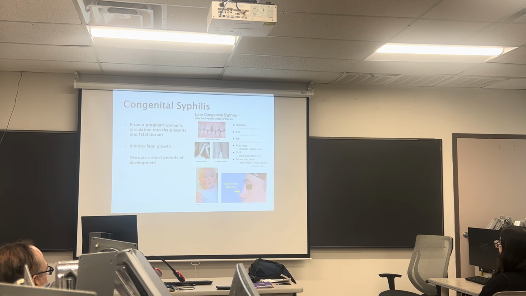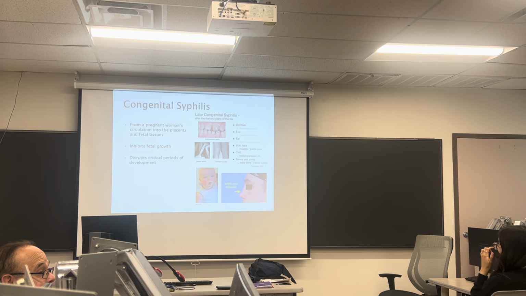Yeah, but also you can develop saber shins, and so here you can see Clutton's joints. So they have lots of different problems. One of them is this saddle nose deformity. Now this can happen because you broke your nose, but also it can happen if you've had congenital syphilis. It develops during critical periods of development for the fetus.